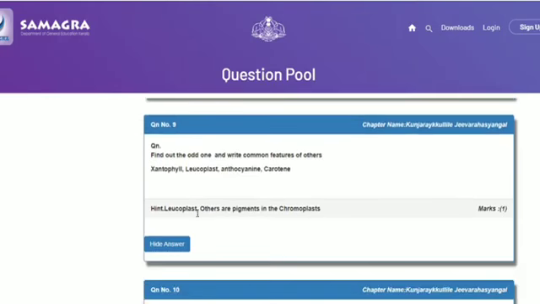Ninth question: find the odd one and write common features of others. Xanthophyll, leucoplast, anthocyanin, carotene. The odd one is leucoplast. Others are pigments in the chromoplast.